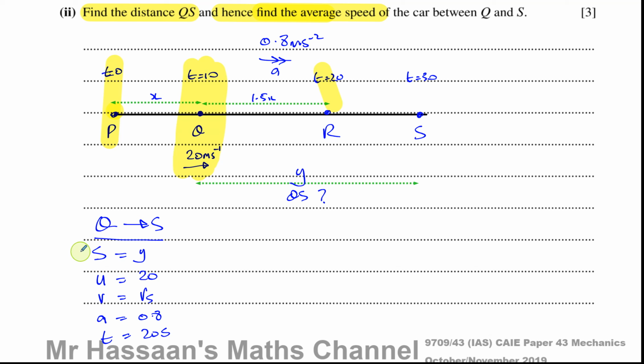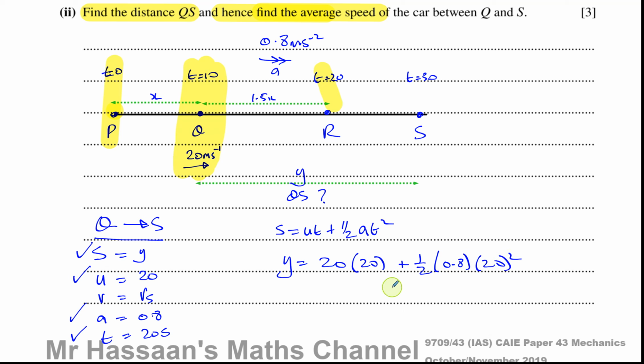Okay, so now we have to find S. We know U, we know A, we know T: S, U, A, T. Again, we can use S equals UT plus a half AT squared. So S is what we're trying to find. S equals U, which is 20, times T, which is 20, plus a half times A, which is 0.8, times T, which is 20 squared.